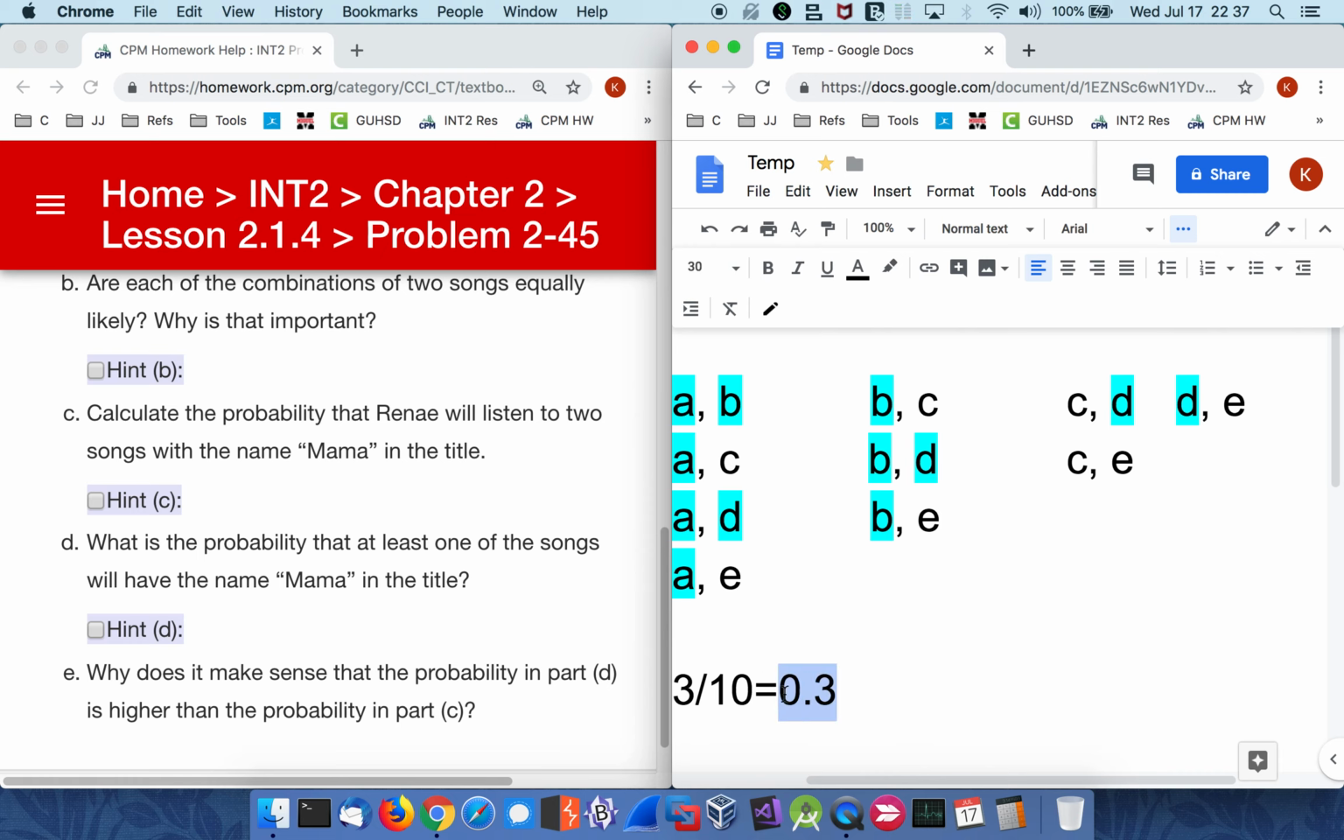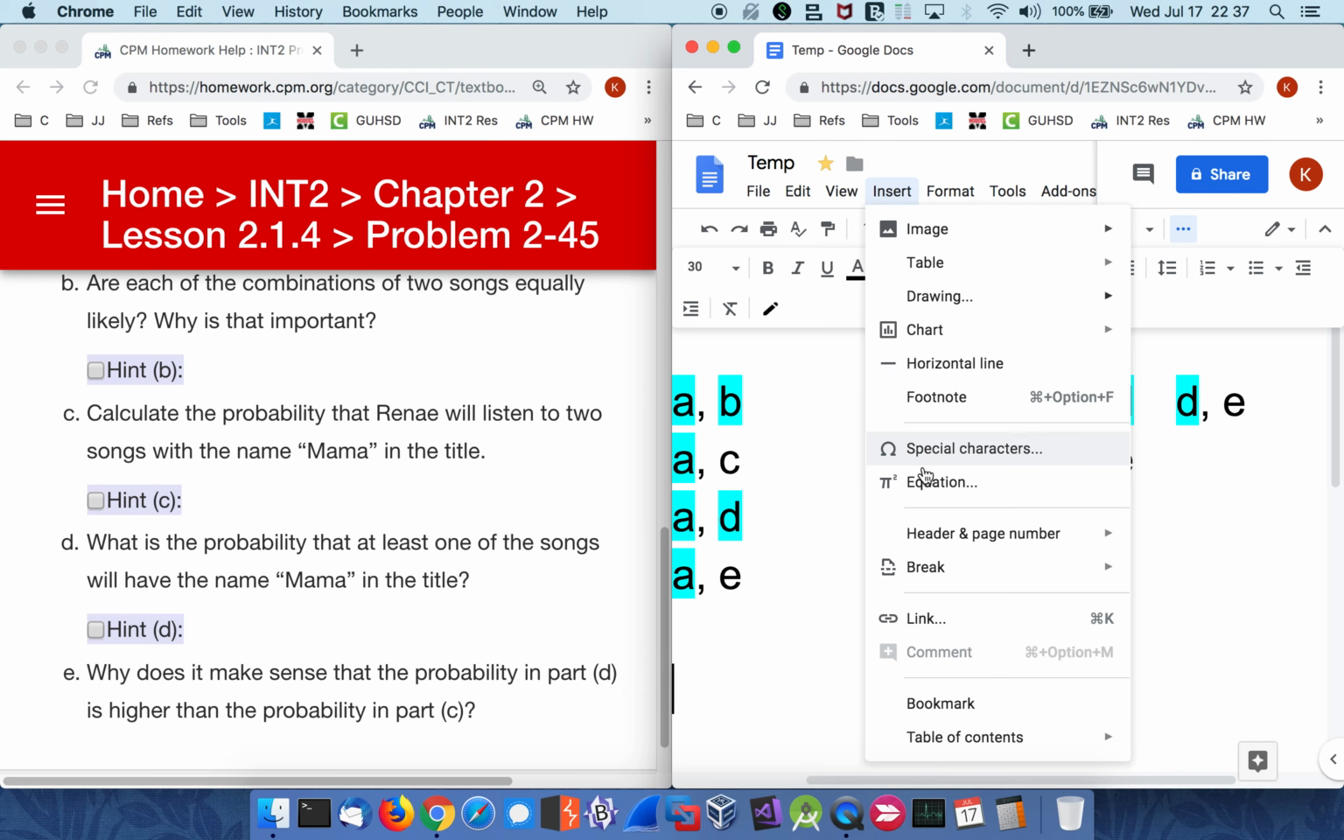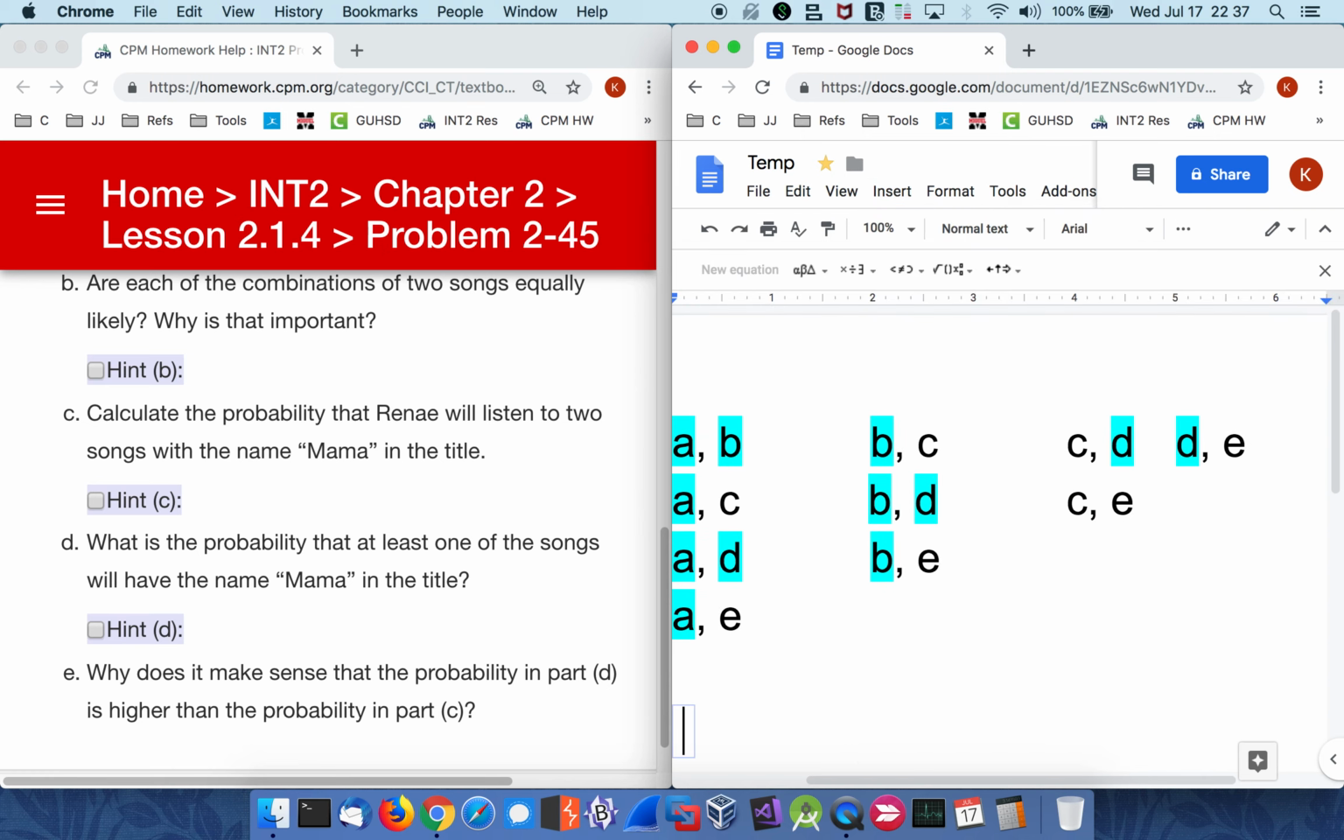Yeah. So the way you could calculate to see what percentage that is, you're going to make sure the bottom part is 100. So let me make this a little bit easier to see. Let's insert an equation, 3/10. So how do we find out what percentage that is? Well, we want to make this 100, so I'm going to multiply the bottom by 10, multiply the top by 10, and there we go. That equals 30%. Okay? So, the probability that Renee will listen to 2 songs with the name Mama in the title is 30%.